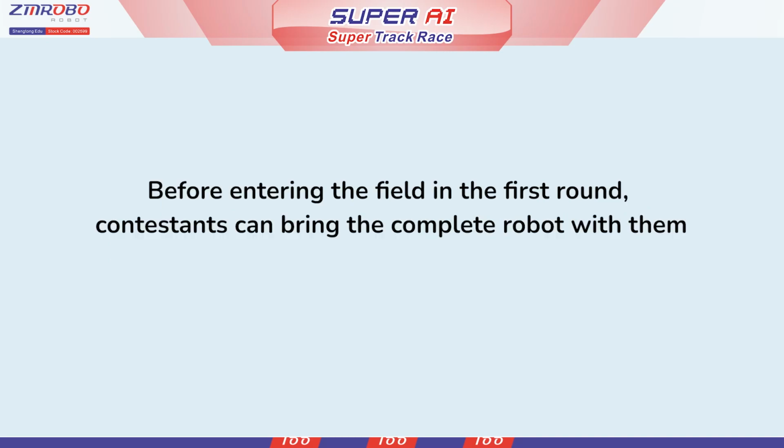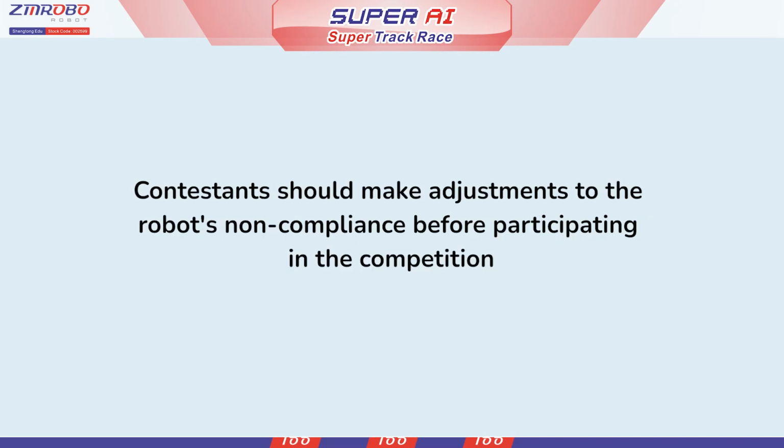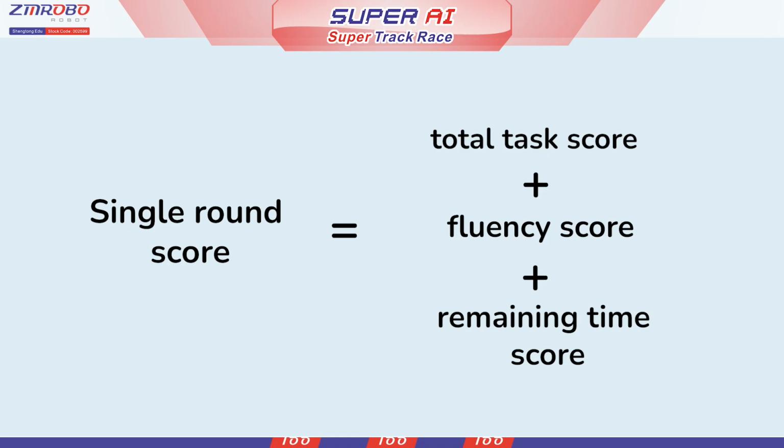Before entering the field in the first round, contestants can bring the complete robot with them. Still, the robot must pass a comprehensive inspection to comply with relevant regulations. Contestants should make adjustments to the robot's non-compliance before participating in the competition. Single round score equals total task score plus fluency score plus remaining time score.